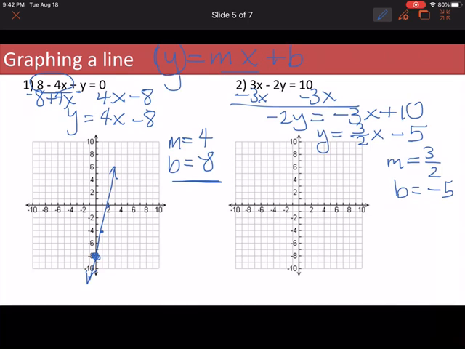So again, we have a -5. And now we have a fraction. Well, this is really a fraction. Remember, I said it was 4 over 1. So we have 3, 1, 2, 3 over 2. 1, 2, 3 over 2. Sometimes a b can be 0, all right, and that's okay. And sometimes the slope can be 0.